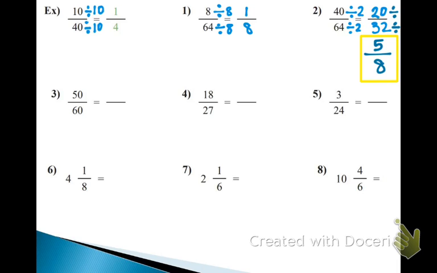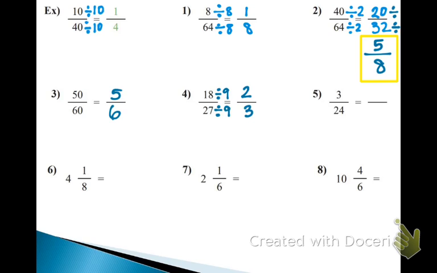The next one, you see that they're both divisible by 10. 50 divided by 10 is 5. 60 divided by 10 is 6. I know I'm speeding along, but I'm pretty sure you're catching on to what's happening. Number 4, what is the largest number they're both divisible by? It's 9. 18 divided by 9 is 2. 27 divided by 9 is 3.